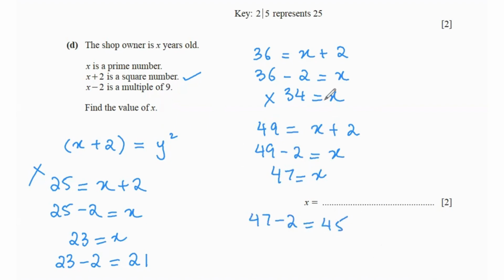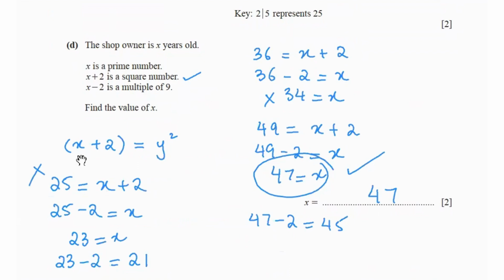So x is 47. That is the age of the shop owner. So in such questions, I would suggest to first understand what the statement is saying, make it into an equation, and then use trial and error to see which one of the values meets the criteria given in the question.